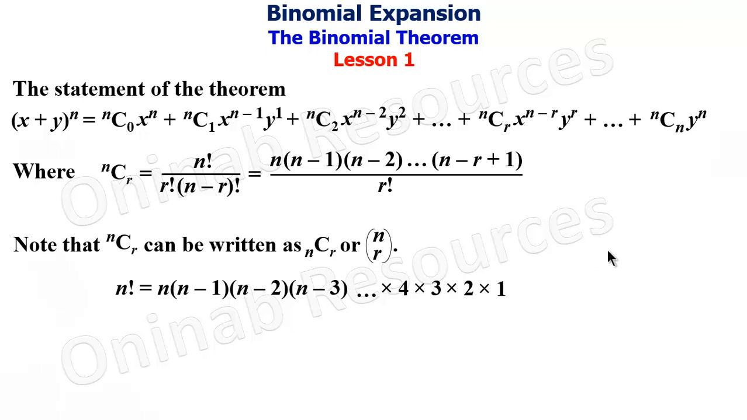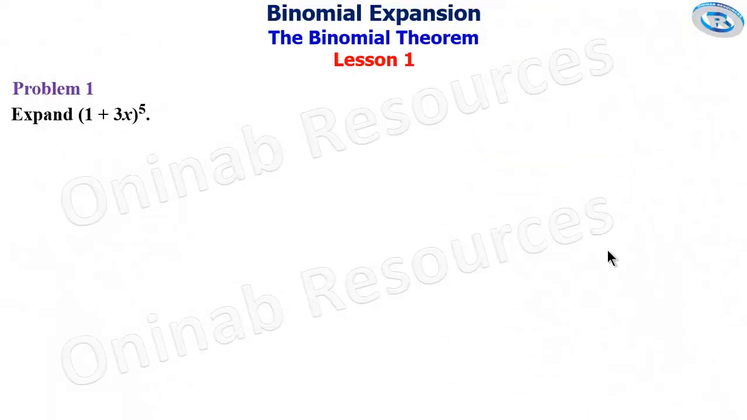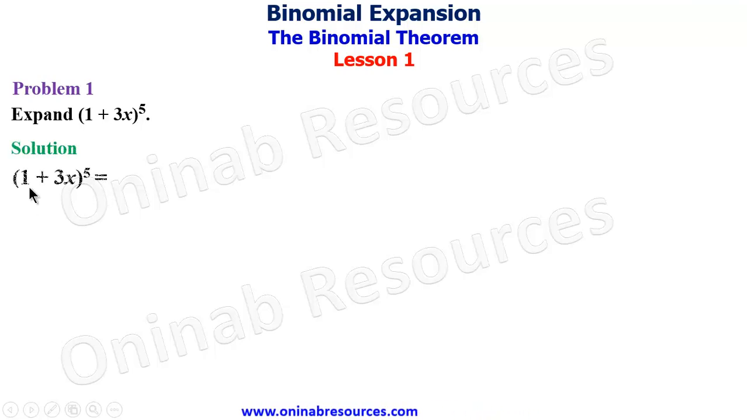So we start with the first problem. Problem 1, expand (1 + 3x)^5. In our solution, we have (1 + 3x)^5. Remember, the first term is 5C0, since n is 5 here.